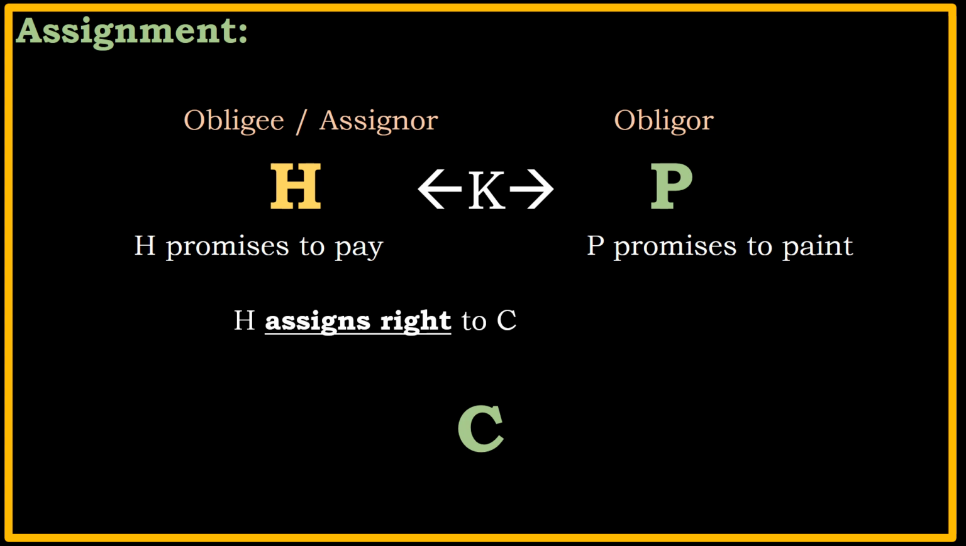Who assigns the right? Well, the homeowner assigns the right, so H, the homeowner, is the assignor. And who receives the right? Right. The C receives the right, so C is the assignee.